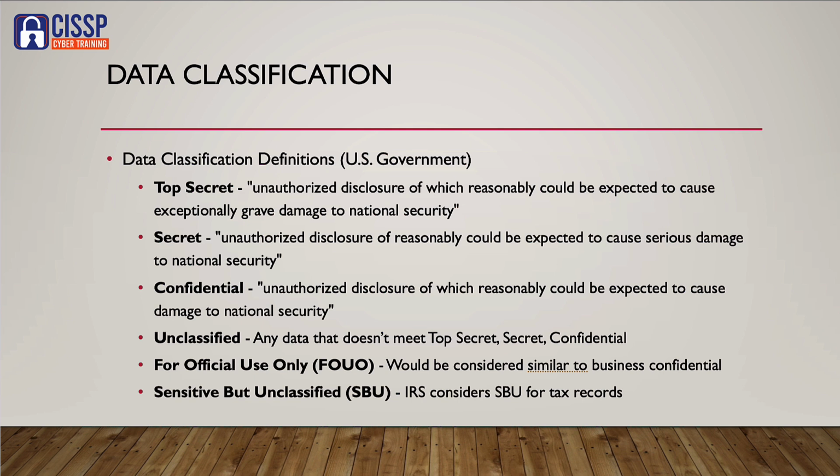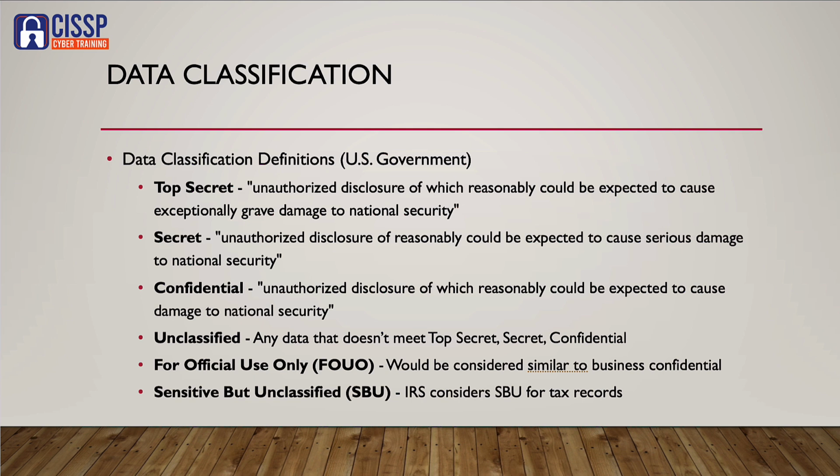So top secret, the main thing to consider is that if anything were to happen with top secret data, it's expected to cause exceptionally grave damage to national security. If it's secret, it's expected to cause serious damage to national security. Confidential is expected to cause some level of damage to security. And then unclassified is like, it's okay. It's all right. No worries.